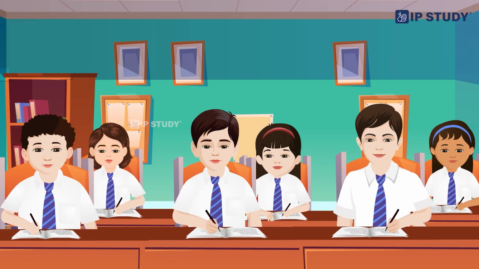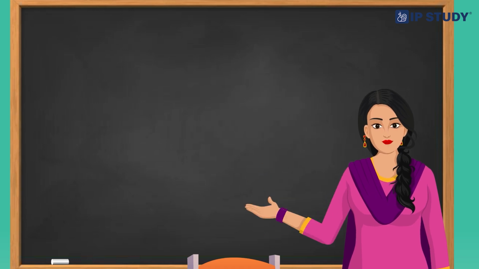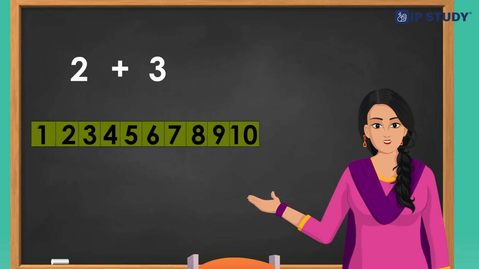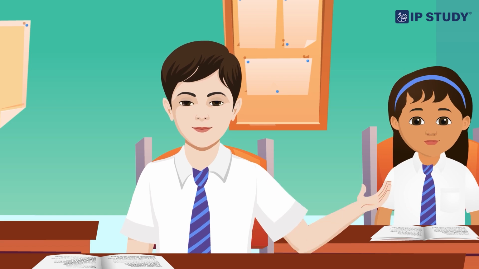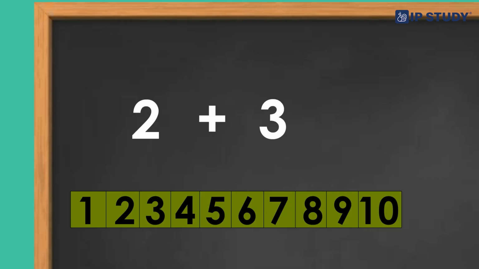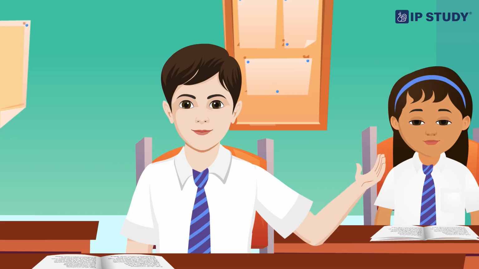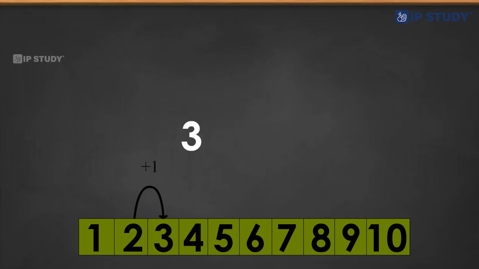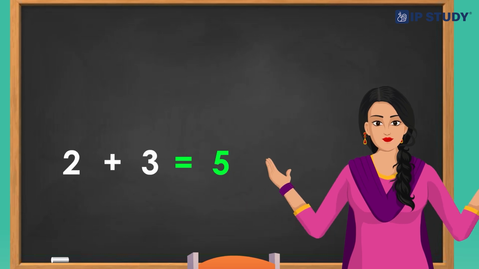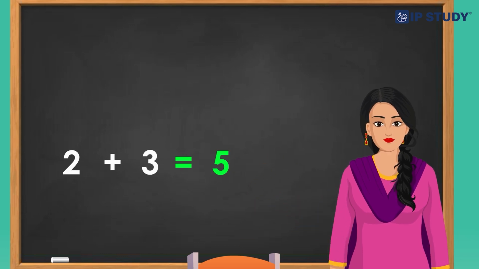Exactly. You are doing great. Let's try the next one. What is the sum of 2 plus 3? I'm not sure. No problem. Let's use the number strip to count forward. Start at 2 and count forward 3 more. Okay, 3, 4, 5. I landed on 5. Great job, Aman. So 2 plus 3 equals 5. Let's write it down.